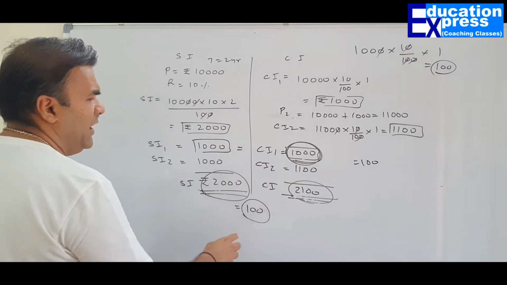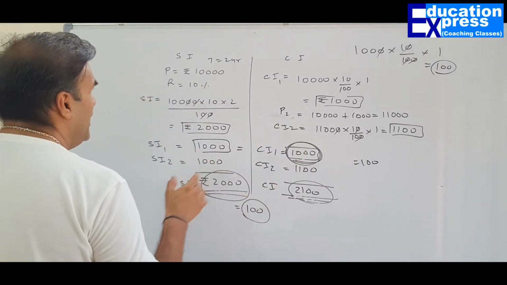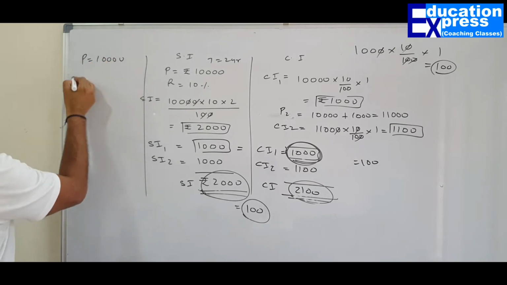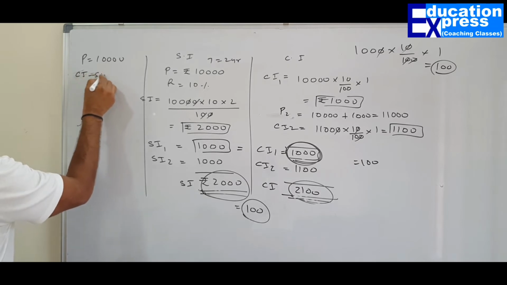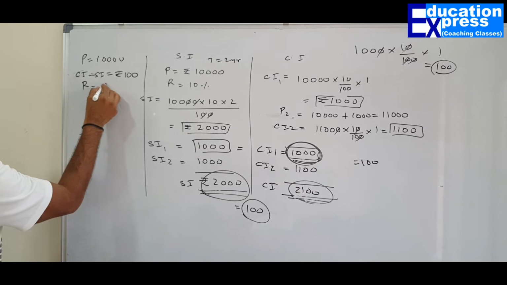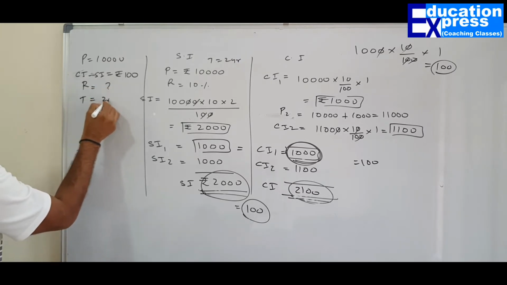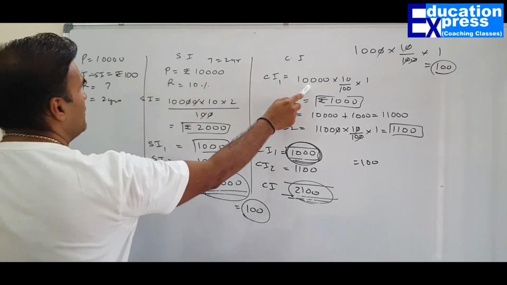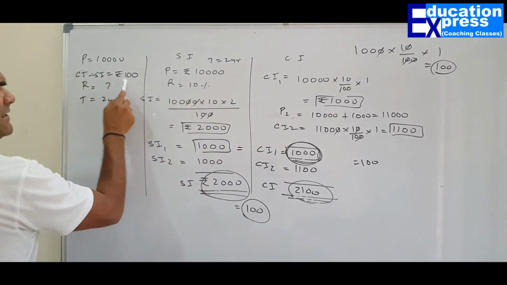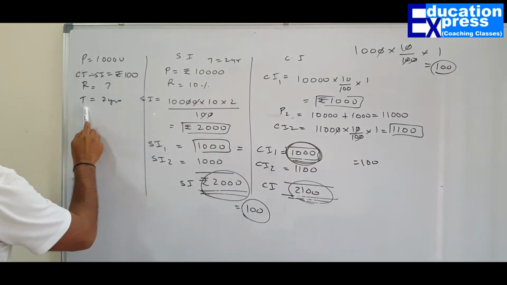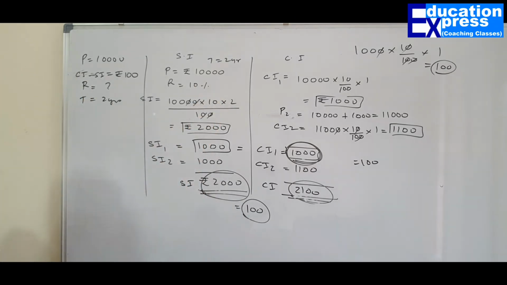That means if it was given to you in the question that the principal is 10,000, the difference between CI and SI is rupees 100, rate not given to you, time 2 years. Suppose this would be the question. As CI minus SI is 100. Rate 10%, time 2 years. How would you have done this sum?